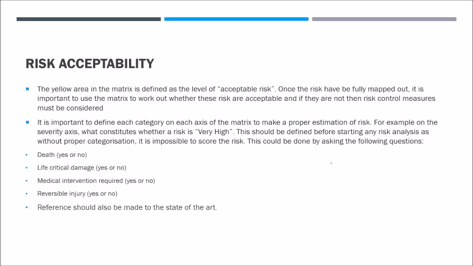And when you decide how you're going to categorize each of these severities, you should then make a reference to the state of the art of how you've justified that scoring. So you can make references to documents you looked at. You can make references to products that you've looked at, their adverse incident reports and things. All of this can contribute to defining your risk acceptability.